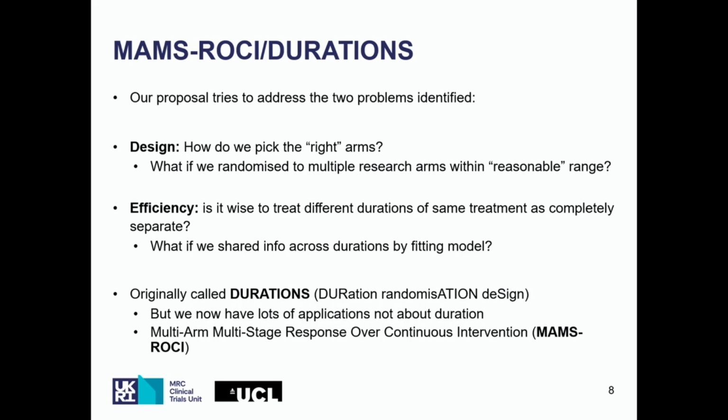So we're going to address these problems by randomizing to multiple research arms, as in the previous schematic, randomizing to multiple durations within a reasonable range, and sharing information by modeling the duration response curve, then using that to identify the minimum, the shortest acceptable duration. Originally, for obvious reasons, this was called the durations design, but there are lots of applications which have nothing to do with disease duration. So we've now renamed it the multi-arm, multi-stage response over continuous intervention design, hence MAMS-ROCI.